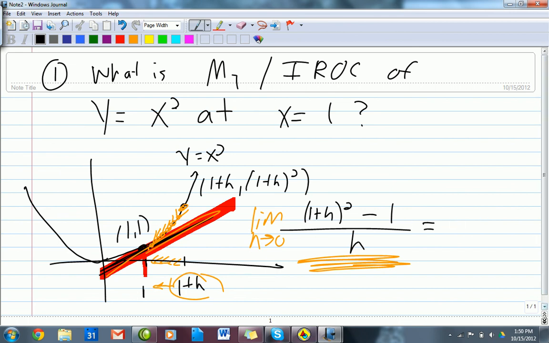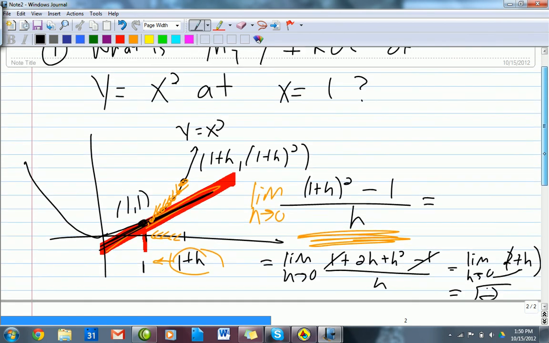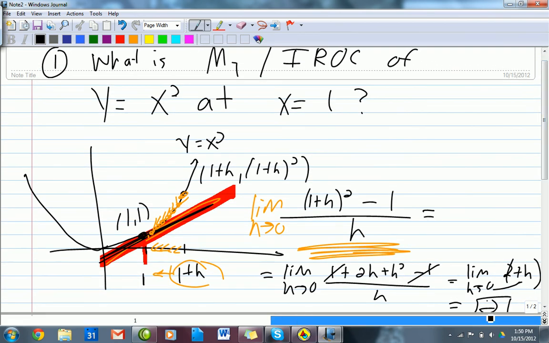I'm going to multiply out. All right, I'm going to expand the 1 plus h squared, bring down the minus 1 all over h, and just as we have talked about in the past, nice things will happen, right? And so I get the limit as h is going to 0 of 2h plus h squared all over h, which you can pull an h out of everything, right? And now I substitute 0 in for h. So we end up with 2. Okay. So the answer to this question is 2.